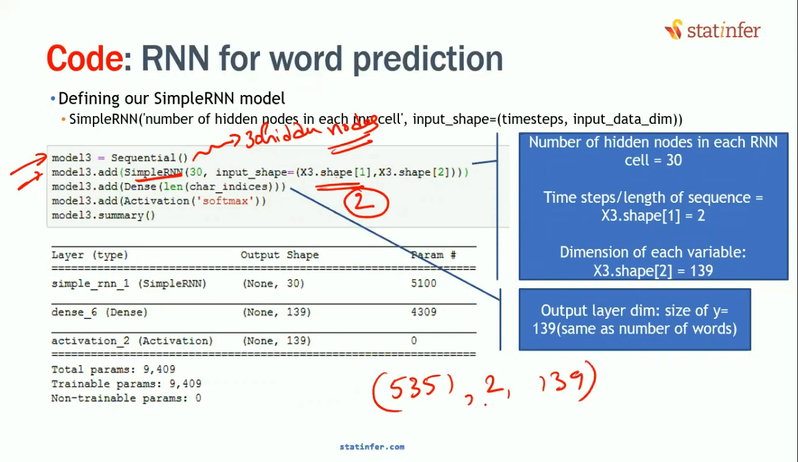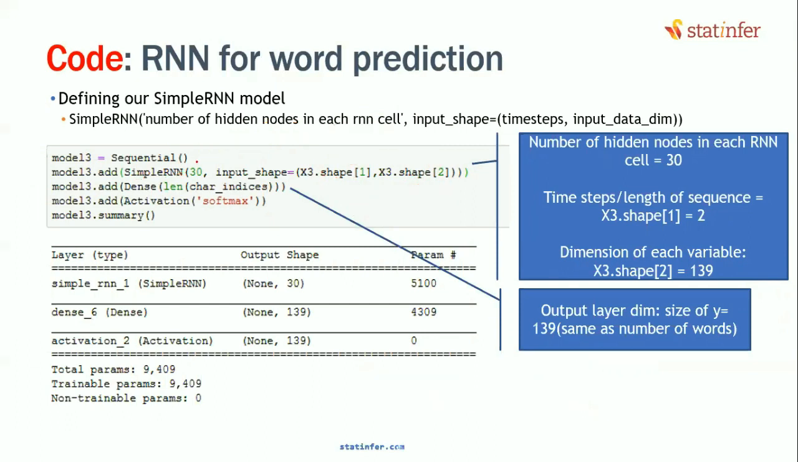Until now, we have had the habit of giving input shape only as the number of input variables. However, since it is an RNN, it is expecting us to give the number of time steps, which is shape 1, which is 2. We will give it here. And shape 2 is 139. Got it? Have you understood this, all of you? 30 hidden nodes in each of the ANN, and then input shape 2, comma 139. Have you understood the input shape here? We are mentioning this as the input shape.